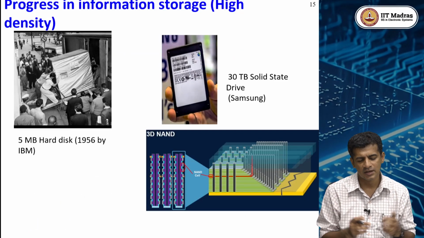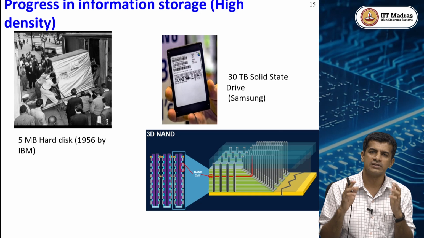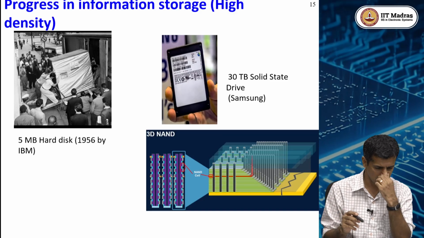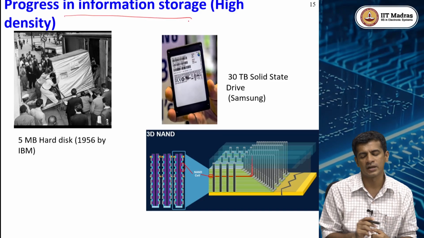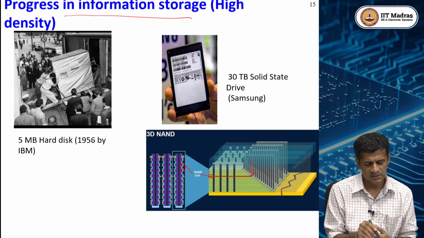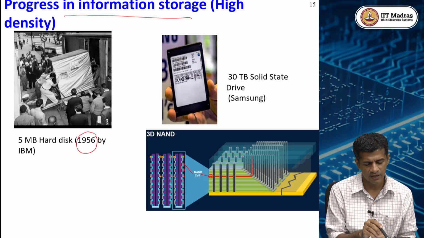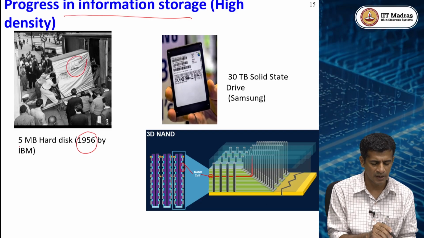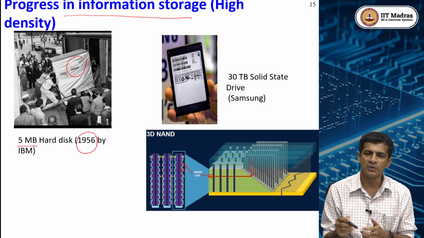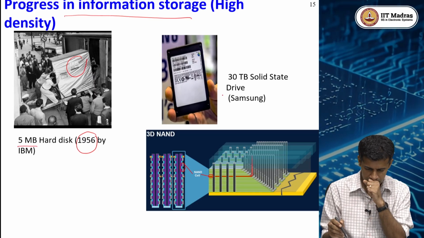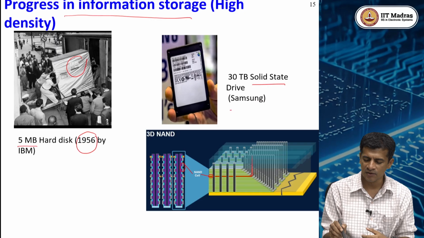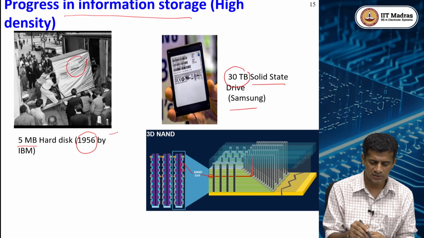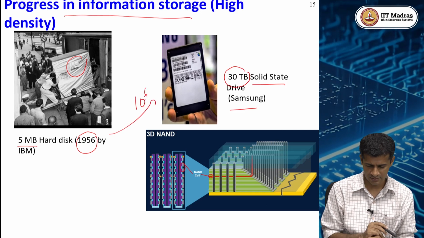To give some pictures of the progress we have made: earlier we saw the progress in logic, so now let us see the progress in information storage. This is a picture from 1956 showing an IBM hard disk, a 5 megabyte hard disk. But if you look at storage right now, this is a solid state drive from Samsung, 30 terabytes. You can see the difference is an order of 10 to the power of 6, mega versus tera.